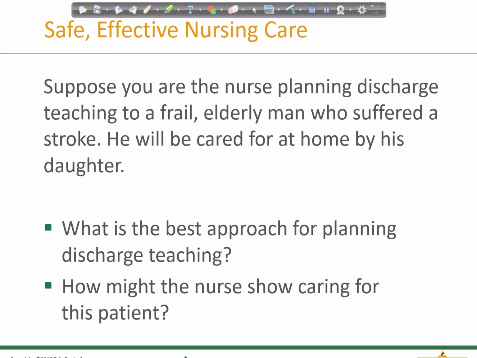Safe, effective nursing care. Suppose you are the nurse planning discharge teaching to a frail, elderly man who suffered a stroke. He will be cared for at home by his daughter. What's the best approach for planning discharge teaching? Myself as a nurse, if I'm sending this patient home, I'm going to want the daughter there to do all the teaching with both of them at the same time. That way they can both discuss and ask questions, and you can give the information to both of them at the same time.